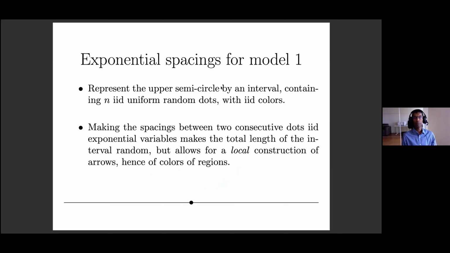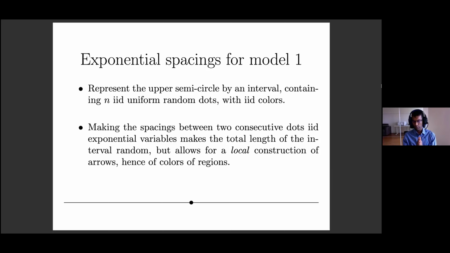And what we use explicitly to simplify the computations is the following. So first, notice that you can only look at one half of the circle, say the upper semicircle. Because if you know the position of all the black dots in this upper semicircle, and you know also the position of the white dots on this upper semicircle, you know the position of all the dots on the entire circle. And you can represent this upper semicircle by an interval using the map x goes to exponential of 2 i pi x. So what you have is an interval with n IID uniform random dots, and the colors are, again, independent from the positions and IID.